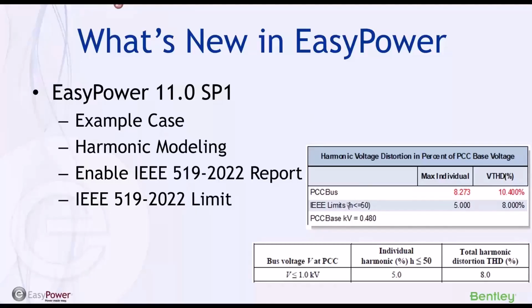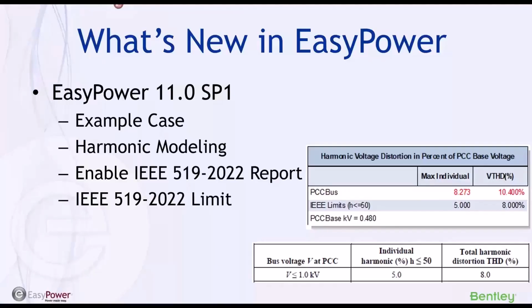Anything beyond it will still be calculated in EasyPower. They will still show up in the EasyPower one-line, but they will not show up in the IEEE 519 report. They will still exist in the Spectra reports, right? If you are comfortable with using Spectra, feel free to use it. But as a summary, they won't show up in the IEEE 519-2022 report. That's a requirement of IEEE 519. It's a compliance matter, so that's why it only includes up to the 50th order.